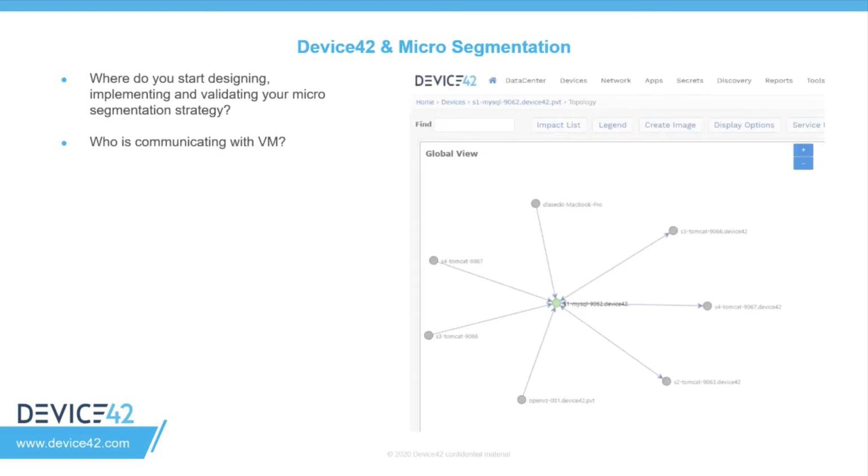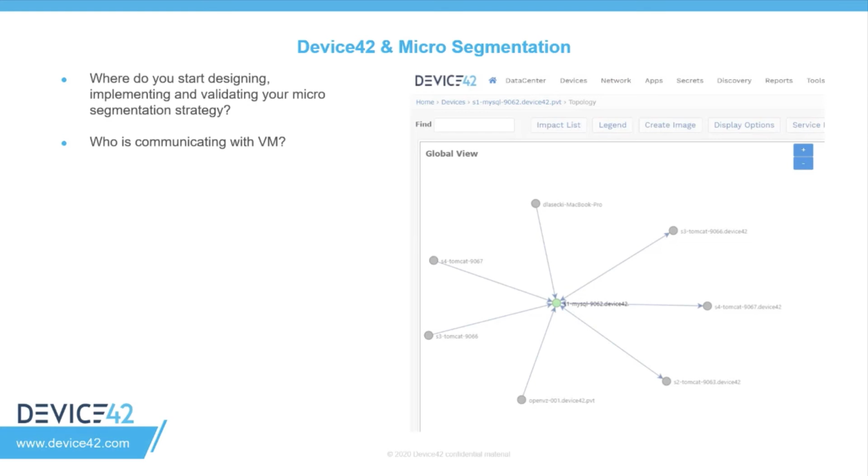The first question to answer is, who is communicating with the virtual machine? Device42 can tell you who is communicating and provides a great graphical representation of the answer to that question. This allows the customer and the partner to baseline or validate the rule set.